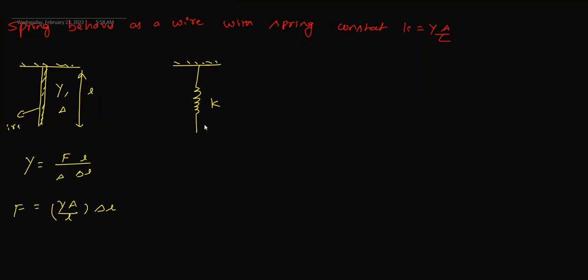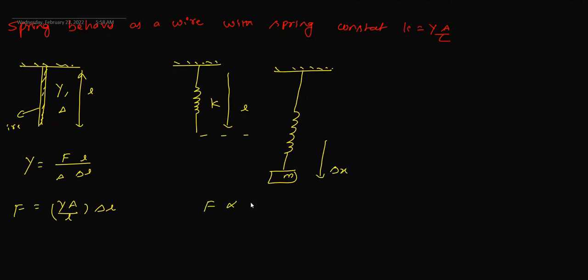Now let me take this with length L. After application of load, what will happen? I am giving some load here, and elongation will come. Let us take the elongation as delta X. We know that force is directly proportional to extension delta X. If I remove the proportionality, we get F equal to minus Kx, or in magnitude, F equal to Kx. Let me take this as equation number 1 and this as equation number 2.